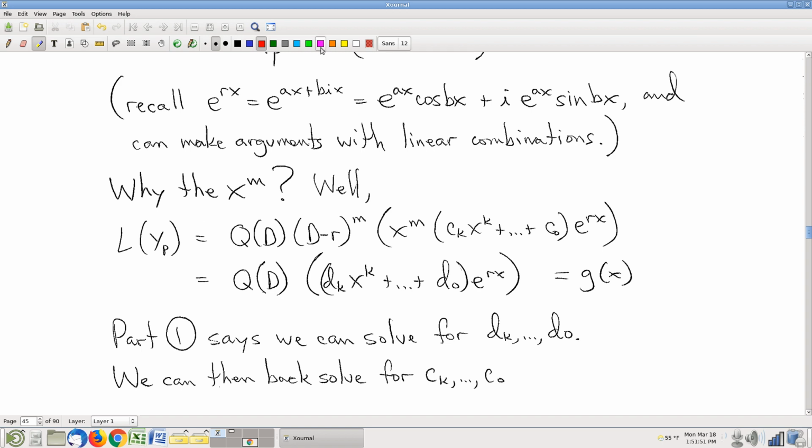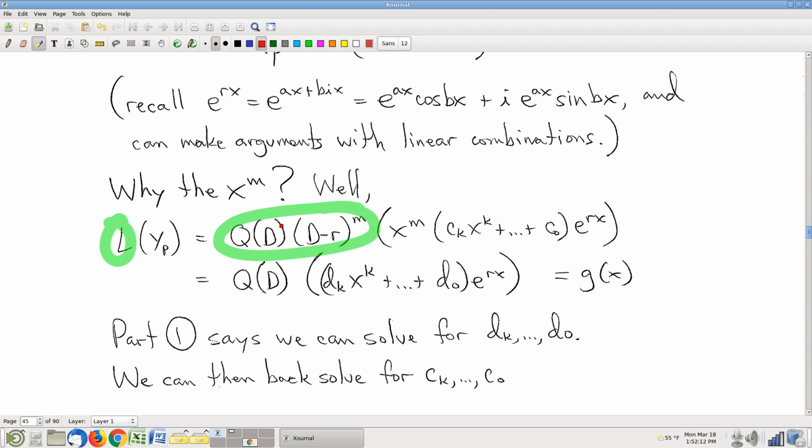Don't forget, our L is really just a polynomial in D that factors like any other polynomial. So when we presume that R has a multiplicity of M, all that's saying is that we have a factor of (D minus R) to the M, just like it was observed on the previous page.